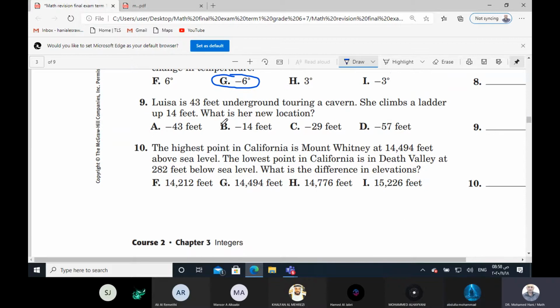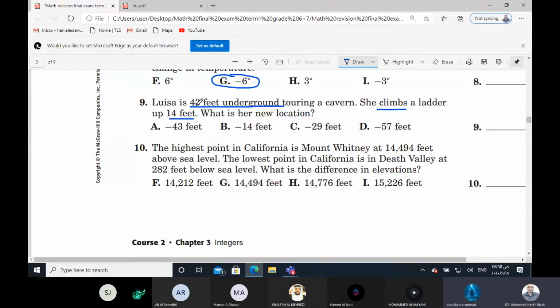Who can read number 9? Louisa is 43 feet underground, touring a cavern. She climbs a ladder up 40 feet. What is her new location? She climbed up, and underground means negative, so first we have minus 43, then she climbs up.